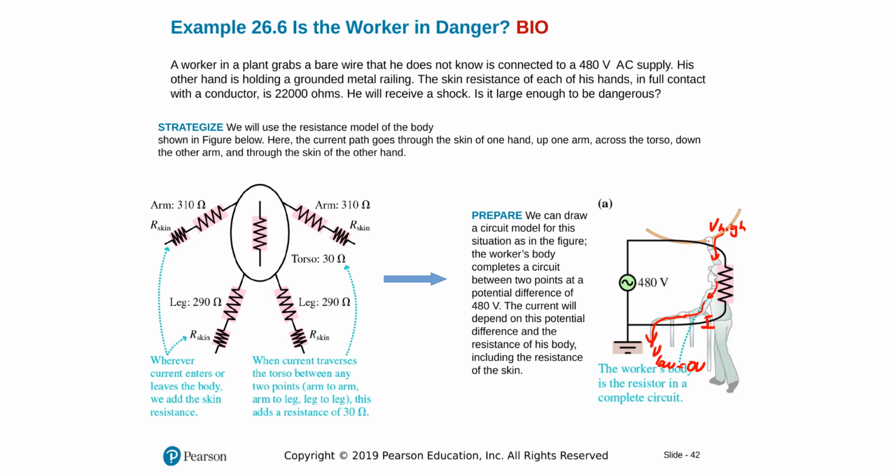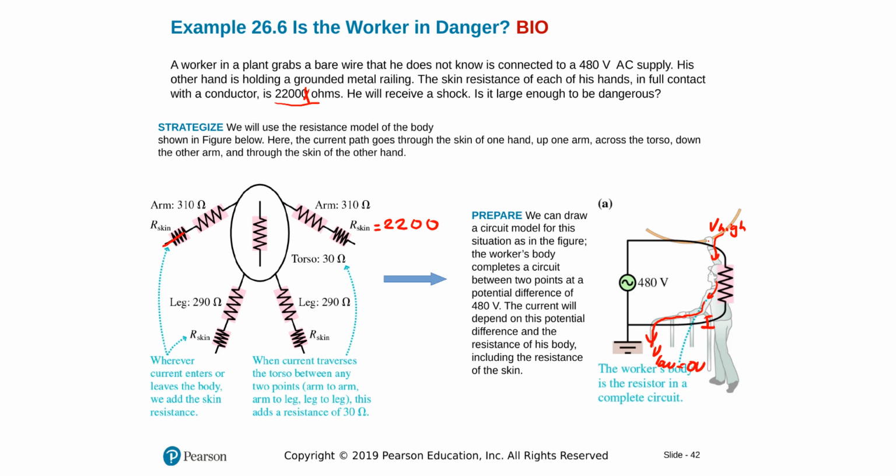The question is asking us: he touches this 480 volt AC supply. His other hand is holding the metal railing. Skin resistance of each hand in full contact with the conductor is 22,000 ohms. So this is given here. This is actually 2200, I believe. Yeah. Too many zeros here. What is the current passing through?